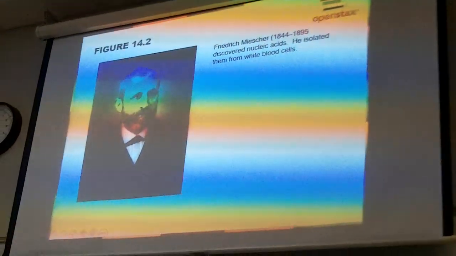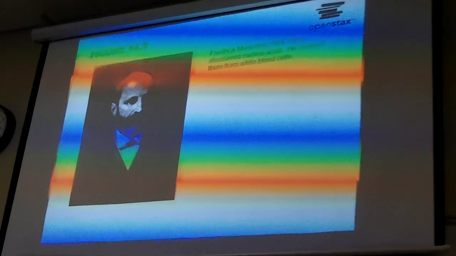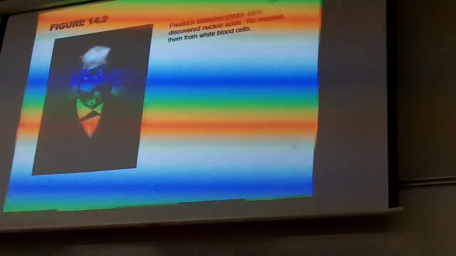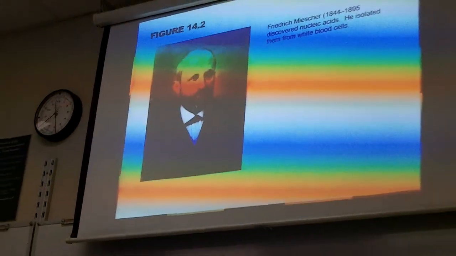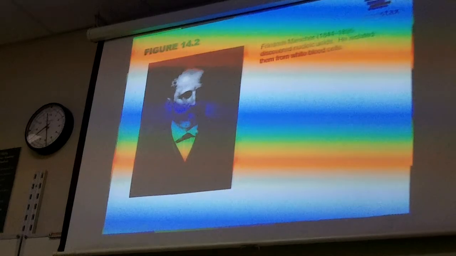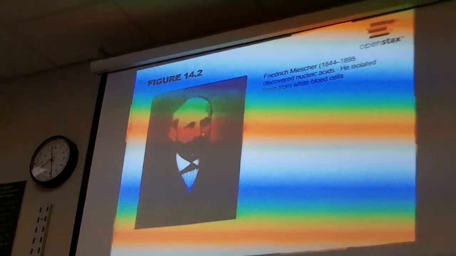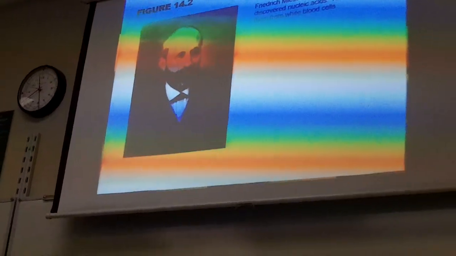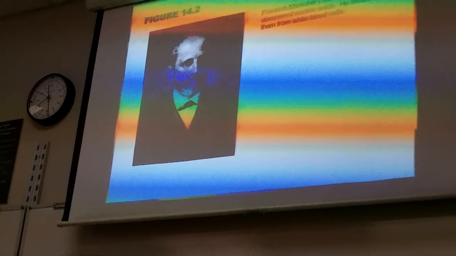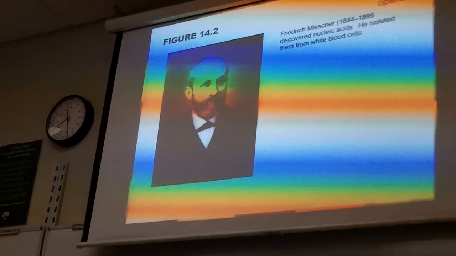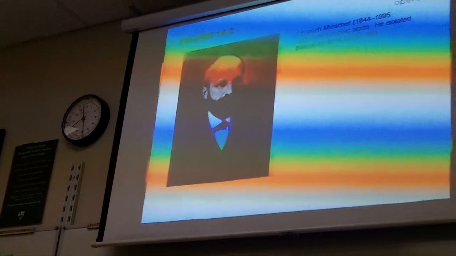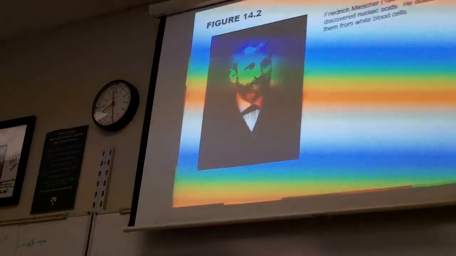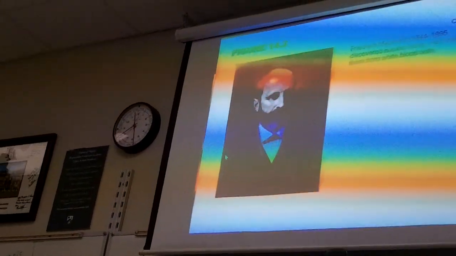Okay, this guy Mesher, this is chapter 14. We're studying DNA, nucleic acids. And this guy is the guy who discovered nucleic acids. He took white blood cells and somehow chemically broke down the cells so that the nucleic acids came out of the nucleus. He called them nucleic acids because they came from the nucleus. Isn't that a good name? Yeah. It's really good. I don't know how he did it, but he did it.